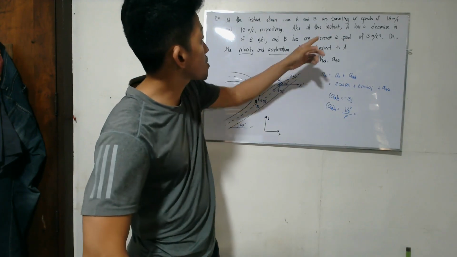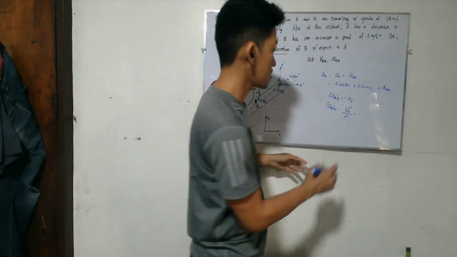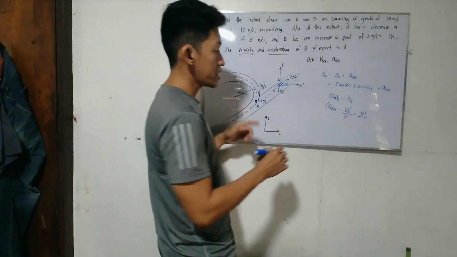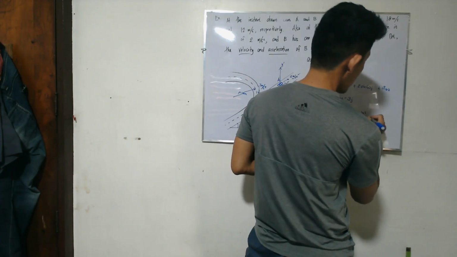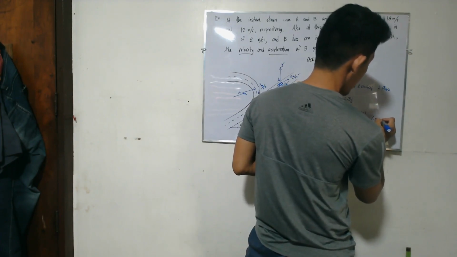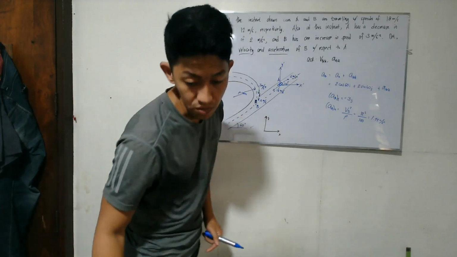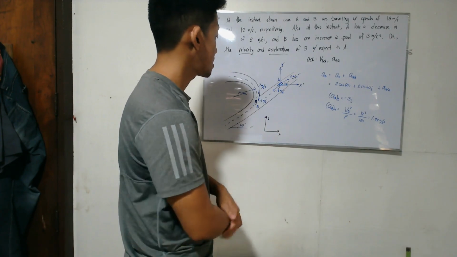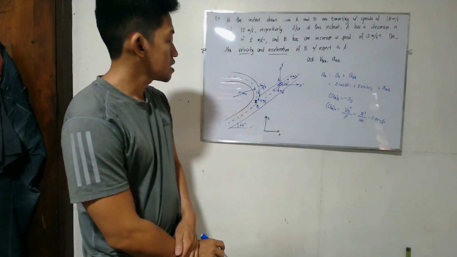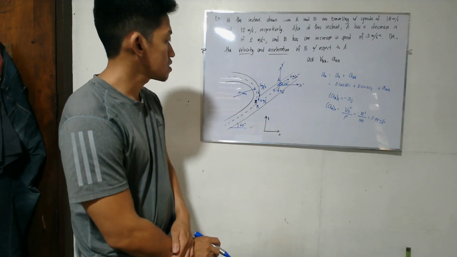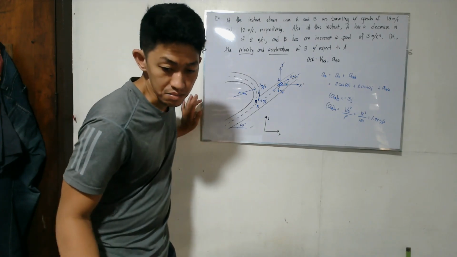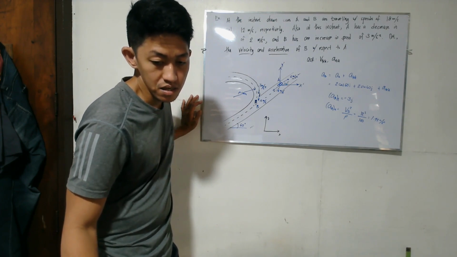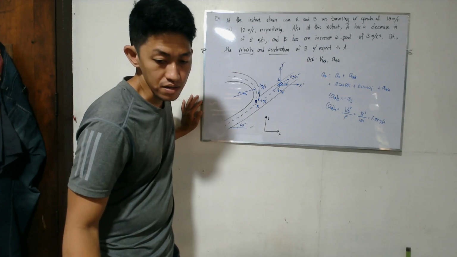So, what is the velocity of B? 12. So, 12 squared over rho, which is given as 100. So that is 1.44 meters per second squared. Okay?